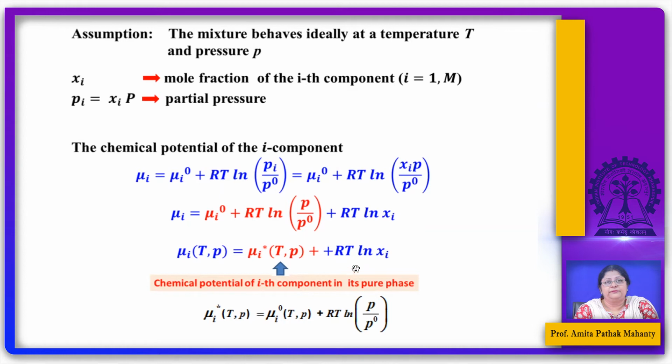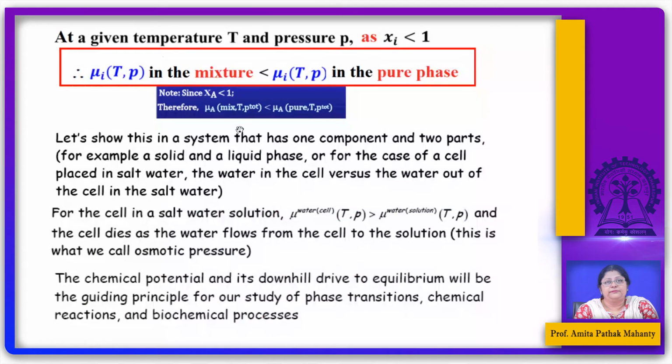This term is going to become minus. So what can we say? Yes, ma'am. The chemical potential of the ith species in a mixture is going to be less than the chemical potential of that same species when it is in the pure state, right? So the chemical potential of a species in a mixture is always going to be less than the chemical potential of that species when it is in its pure state.